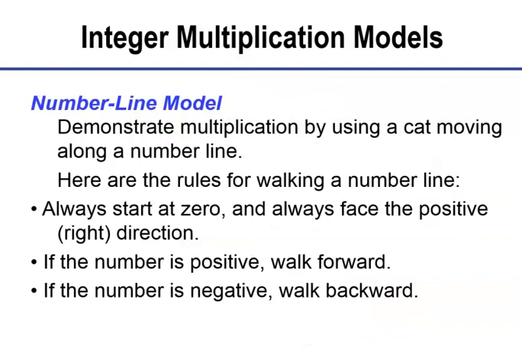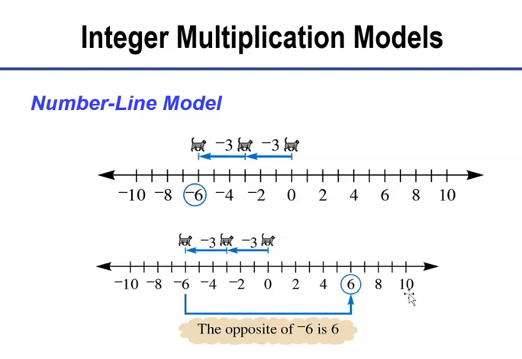Now, we need to be able to understand the number line model as well. So something you can do is go back to your cat. Demonstrate multiplication by using a cat moving along the number line. You remember the rules for walking on a number line? You always start at 0 and always face the positive, which is the right direction. If the number is positive, you walk forward. If the number is negative, you walk backward. Those are the rules that we had before. We turned around only when we were subtracting. And then again, positive, you walk forward; negative, you walk backwards. All right, so let's take a look at multiplication with our cat.